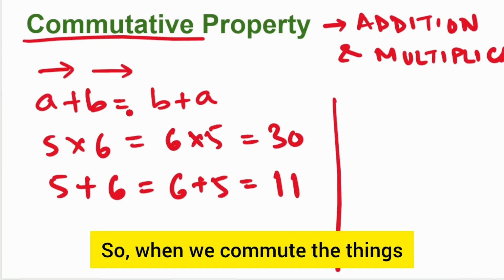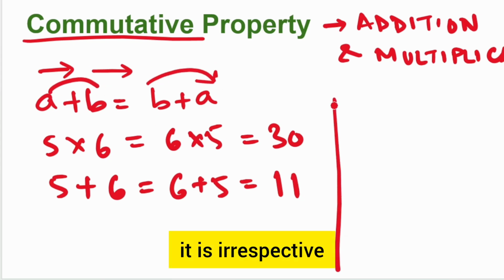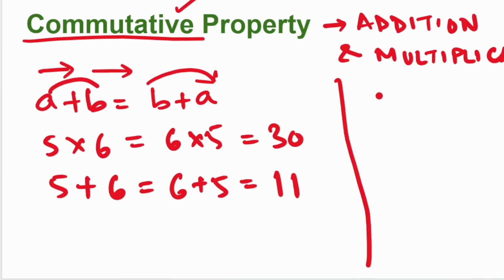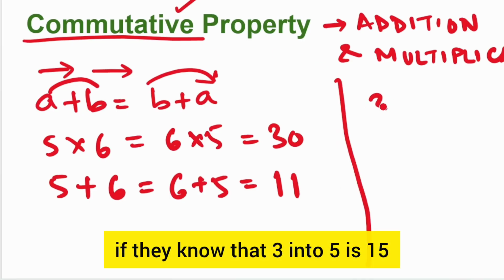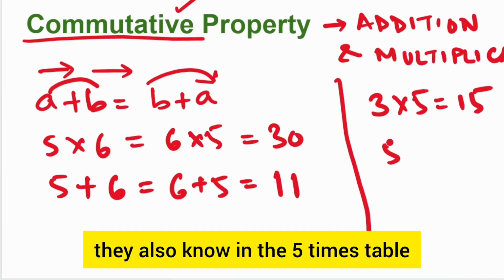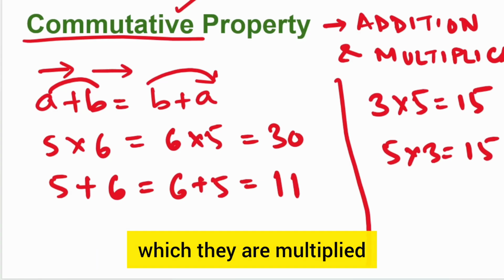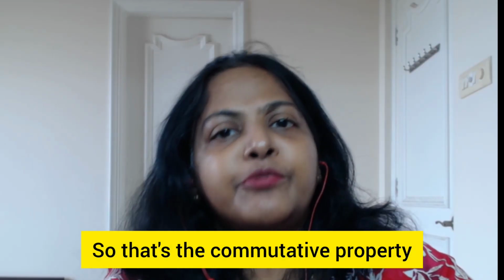So when we commute the things, when we move from A to B or B to A, it is irrespective. How does it help? Practically, when we are teaching children tables, if they know that 3 into 5 is 15, they also know in the 5 times table that 5 into 3 is 15. So it doesn't matter the order in which they are multiplied. So that's the commutative property.